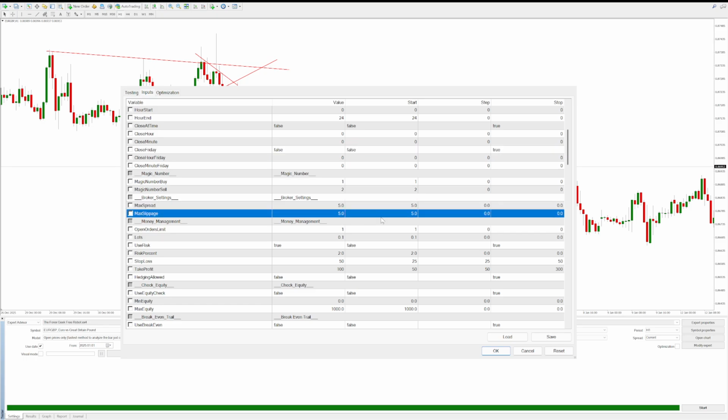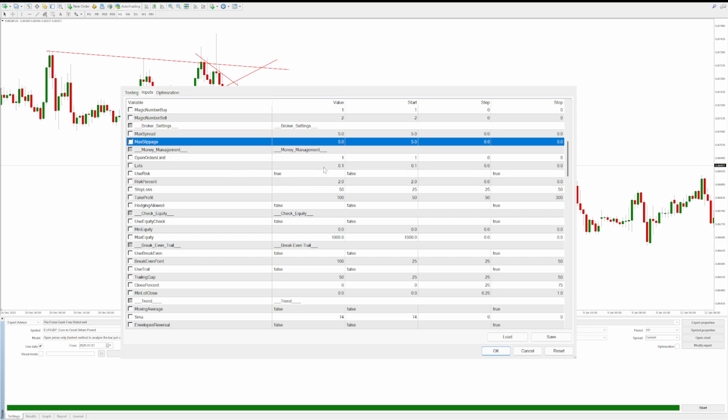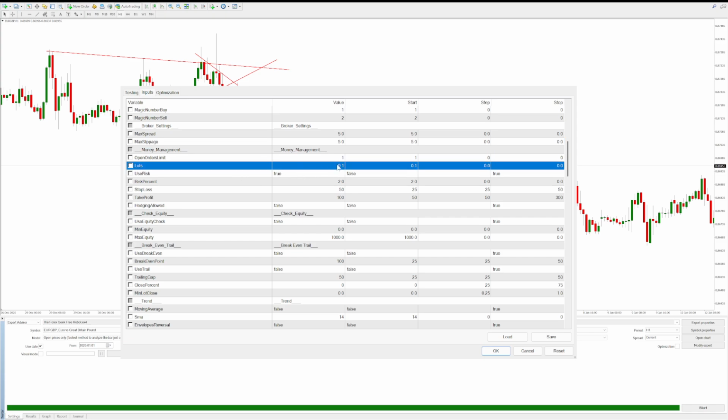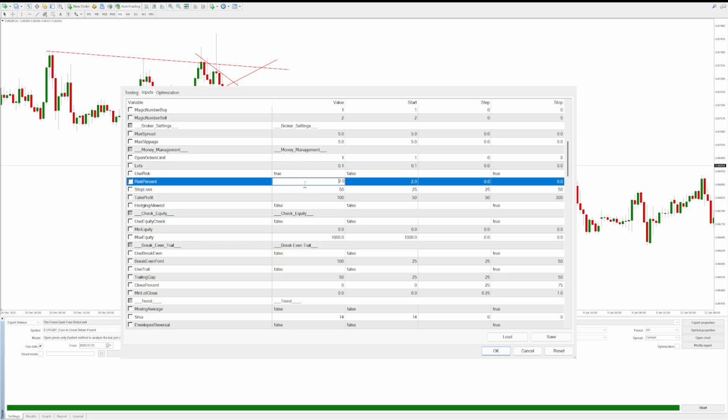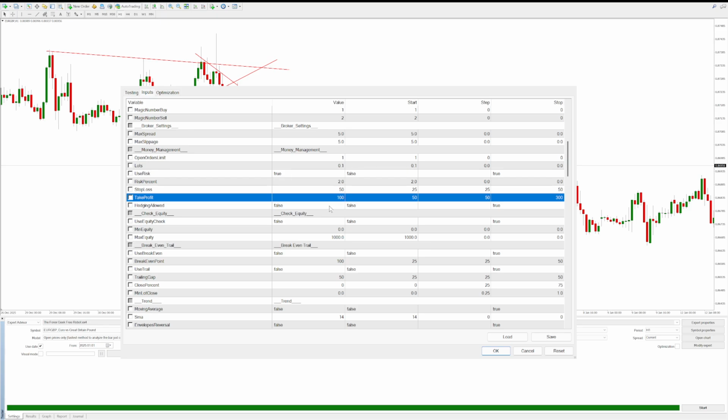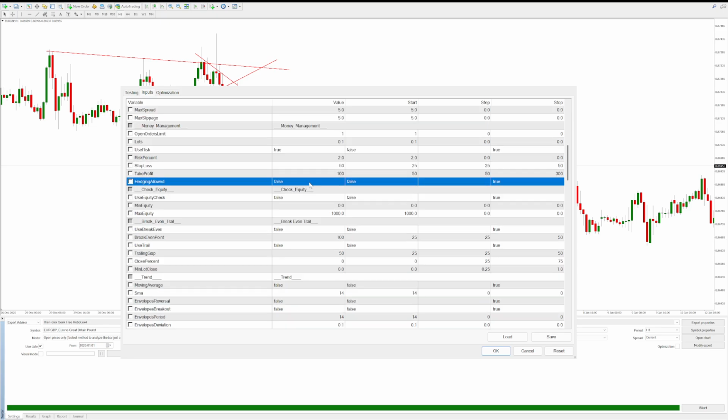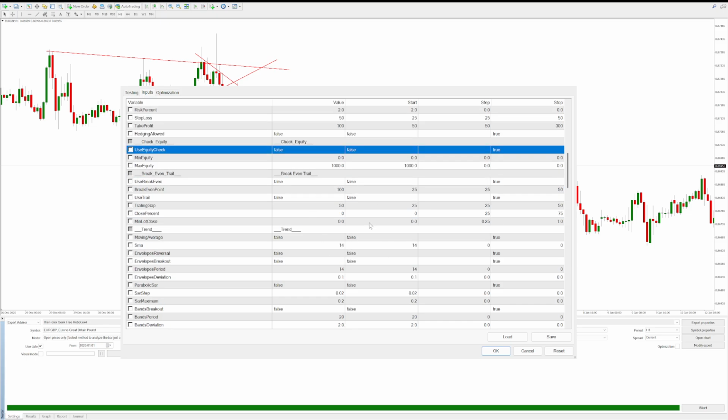Maximum spread, maximum slippage help you avoid unfavorable market conditions. You can choose to trade with fixed lots or a risk percentage, in which instance the EA can calculate the lot size for you. Stop loss, take profit, self-explanatory. Hedging, true or false. Equity check, so you can terminate the EA if your minimum or maximum equity goes below or above any of these levels.